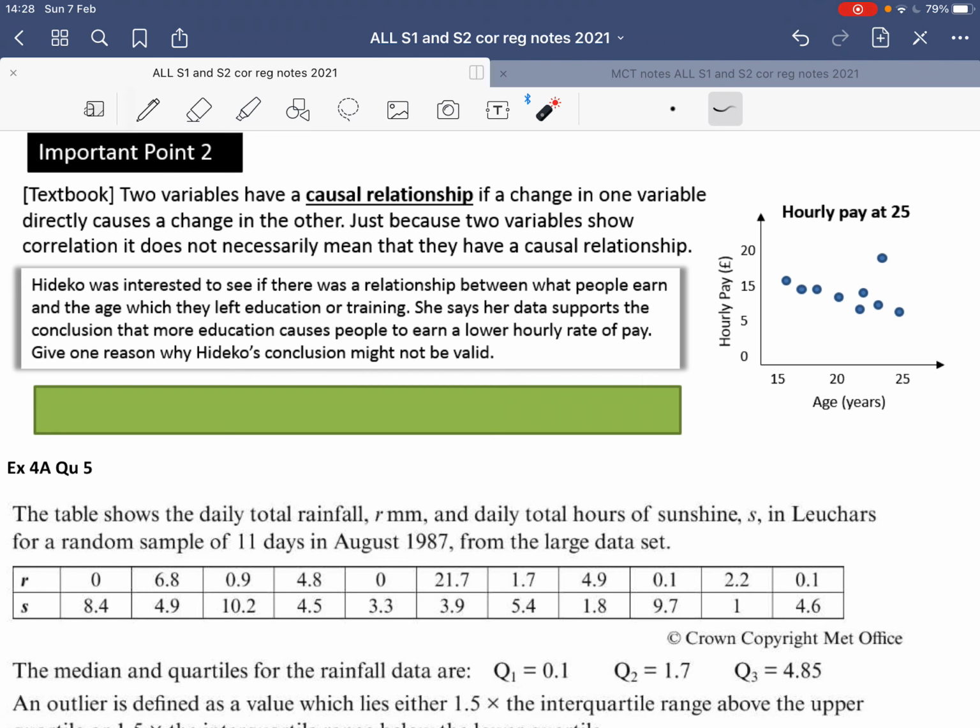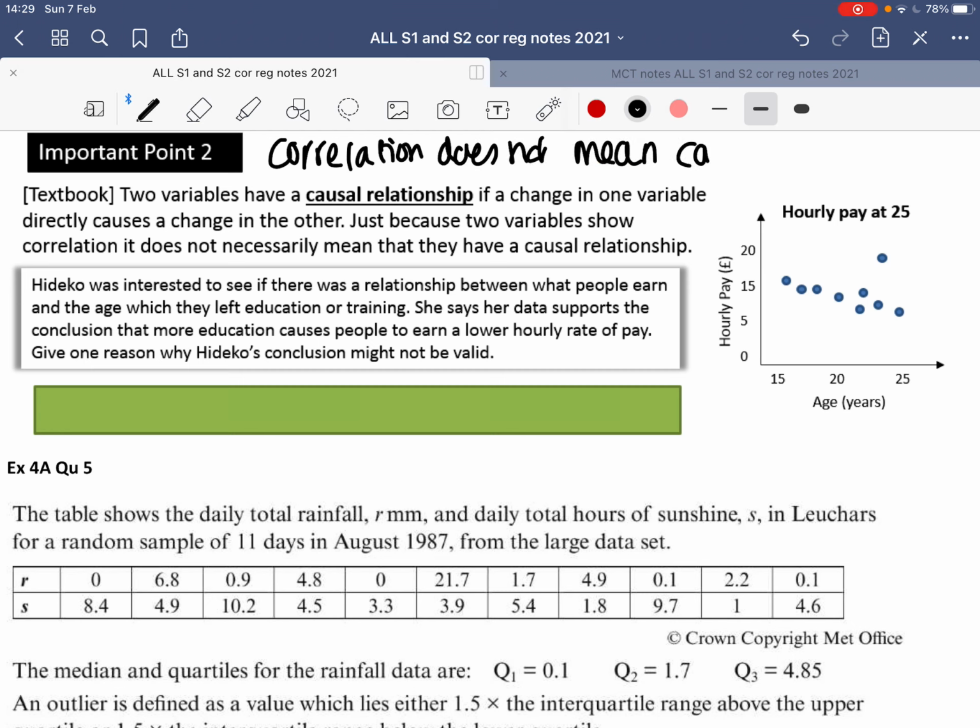Important point 2. This is about whether or not two variables have a causal relationship. They do have a causal relationship if a change in one variable directly causes a change in the other. Now, just because two variables show correlation, it does not necessarily mean they have a causal relationship. So what you need to remember is that correlation does not mean causation. One might cause the other, but it might not.